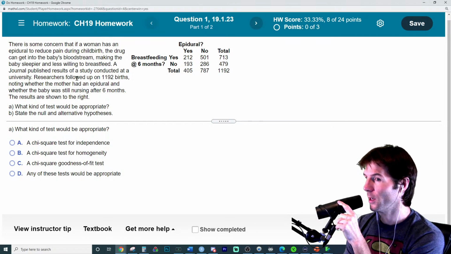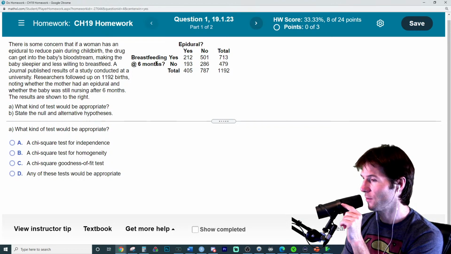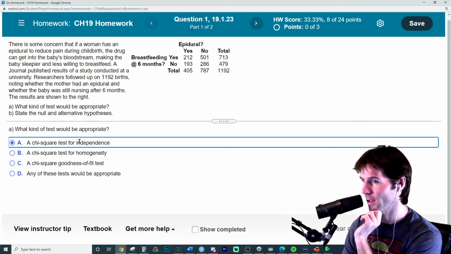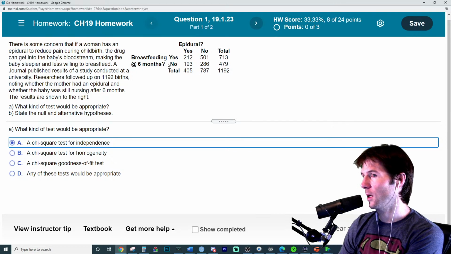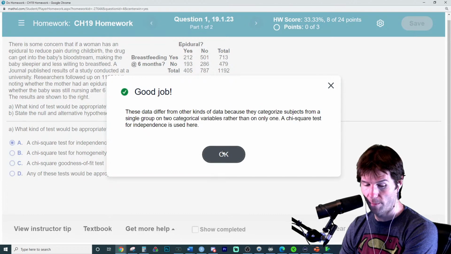So what kind of test are we gonna do right here? We're gonna do the chi-squared test of independence to see if a baby breastfeeding after 6 months is independent of whether the woman has gotten an epidural. The chi-squared test of independence has the null hypothesis that breastfeeding at 6 months is independent of getting an epidural, which means it doesn't matter. If the woman got an epidural, she'd be breastfeeding at the same rate, whether or not she got the epidural.